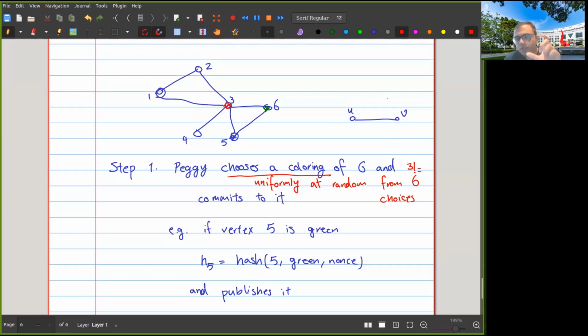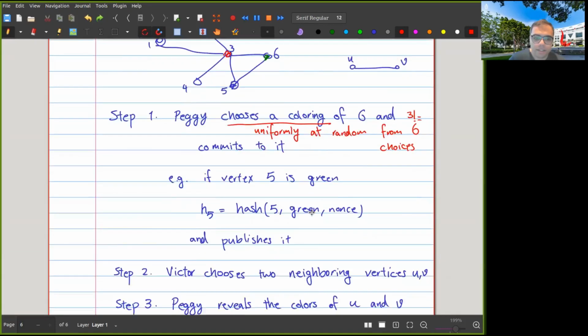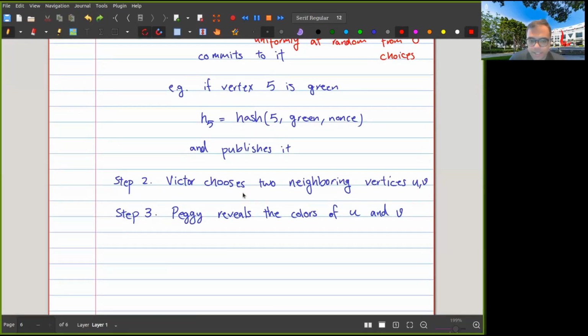So from the point of view of someone who can only see U and V, it's as if these vertices are colored randomly. It's just that they're getting different colors. So every combination of different colors is equally likely. So the information that Victor is getting here is basically just random information. He's getting colors for U and V that are not distinguishable from random.